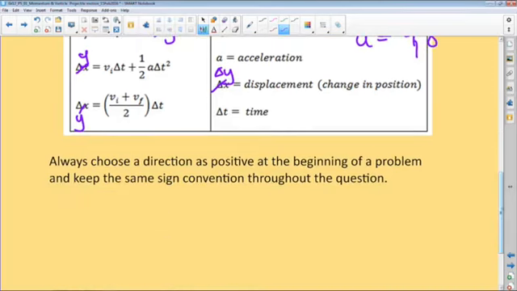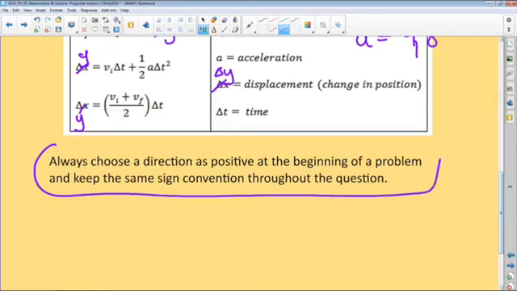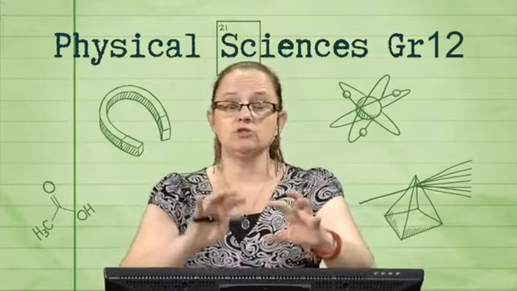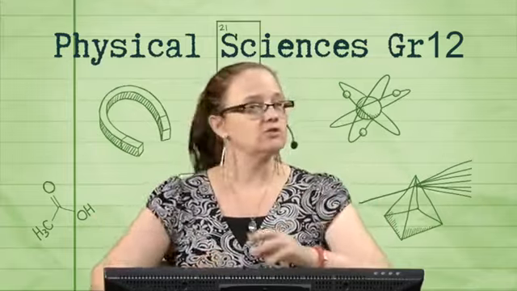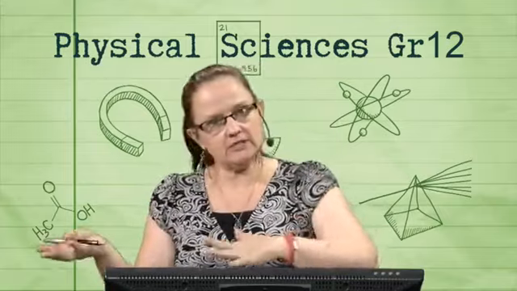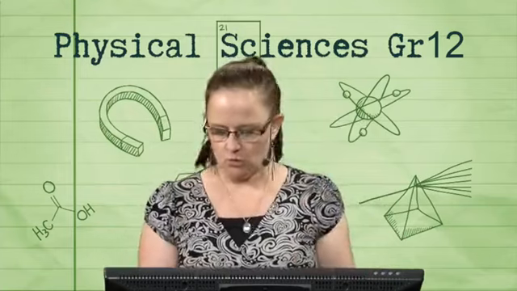We're going to do a problem together now. Always choose a direction as positive and stick to it. You can't change your mind halfway through the question and go, well, down was positive for this part, but now I'm going to make up positive. You can't do that, because when you do your substitutions, the marker at the end of the year is going to mark it wrong because you've now changed your sign convention. So what should be positive has become negative, and that doesn't work, okay?